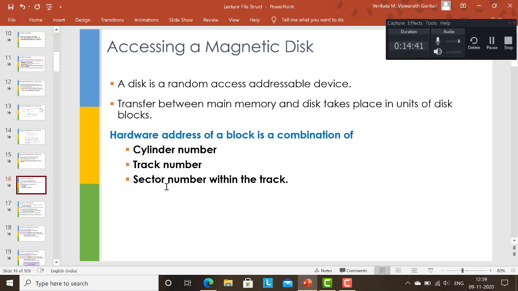So you may recall that earlier I said disk surface and then track, right? So these are not completely different. So let me take a minute over here and then explain. Here in the slides I'm saying that your hardware address is a combination of cylinder number, track number and sector number. So let's go back to our figure and then see what it means.